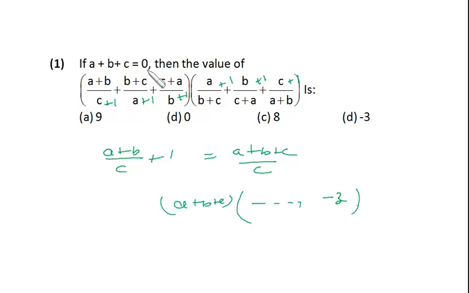Now since a plus b plus c is 0 and it can be taken as common, if a plus b plus c is 0, this entire portion will be 0. So it is 0. Similarly, over here if we add 1, it will be a plus b plus c, further a plus b plus c, further a plus b plus c, and once again I'll be deducting 3. Once again a plus b plus c will be common, and that is 0.